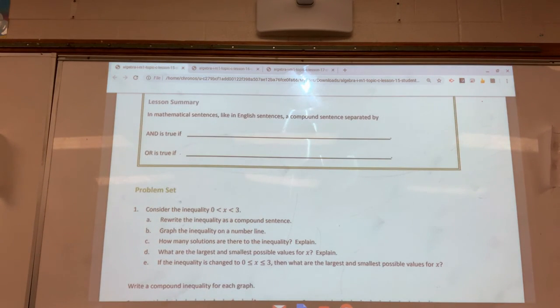And is true if both solutions work. So and is true if both clauses are true, and they say clauses. Both solutions are true. Or is true if only one of them is true. Could they both be true? Sure, but only one has to be true.